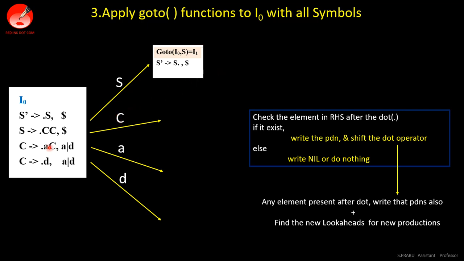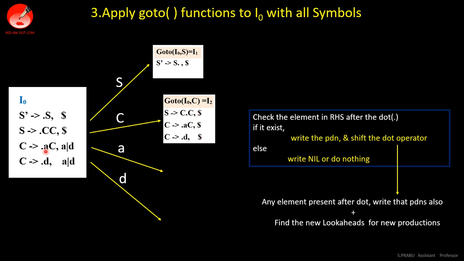For this capital C, after the dot capital C is there, so I write these productions here: S tends to C dot C, and write the same look-ahead symbol here. After the dot capital C is there, so I write these two productions here and I need to find the new look-ahead symbol. These productions can be formed from this capital C, so the follow of this capital C is the dollar symbol. So I write the dollar symbol here. These productions also can be formed from this capital C. The follow element is the dollar symbol, so I write the dollar symbol here.